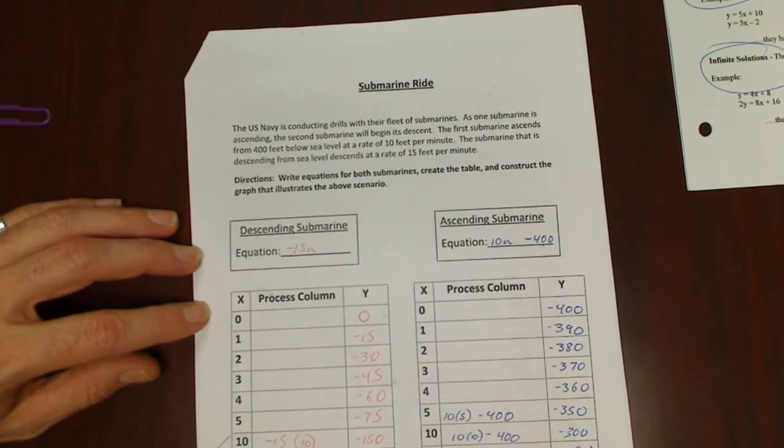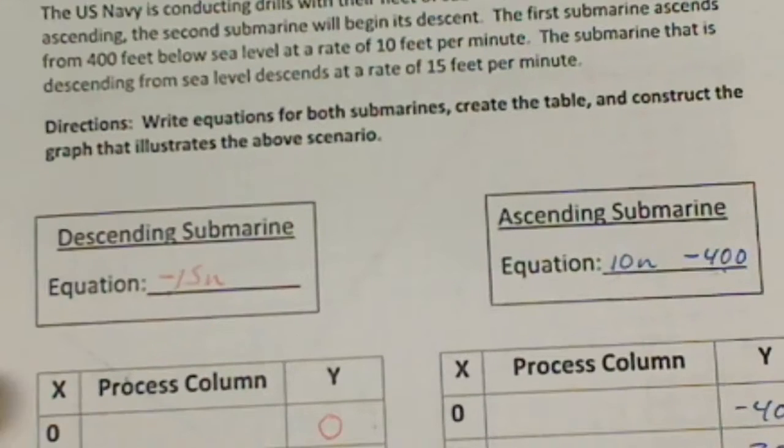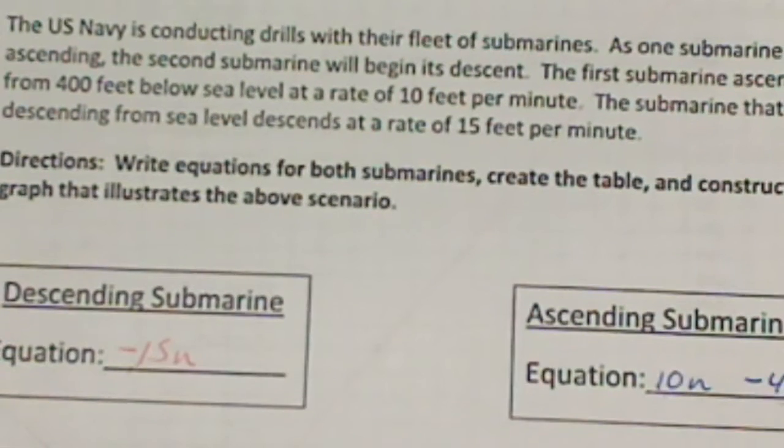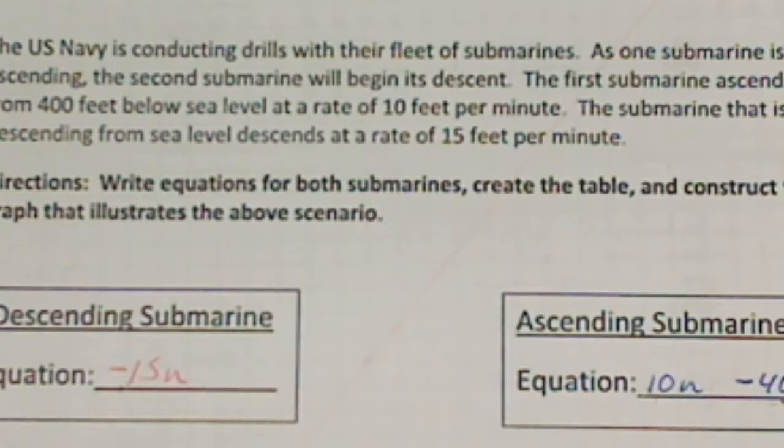So let me see. Zoom in on this one. Okay, so this one's about a submarine. The U.S. Navy is conducting drills with their fleet of submarines. Good for them. As one submarine is ascending, so that means they are going up, and the second submarine will begin its descent. So that one is coming down. The first submarine ascends from 400 feet. That's the starting point. That's the y-intercept, below sea level.